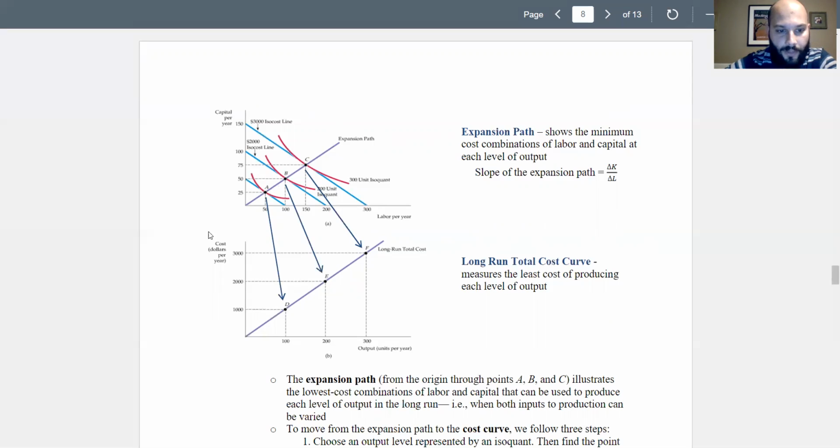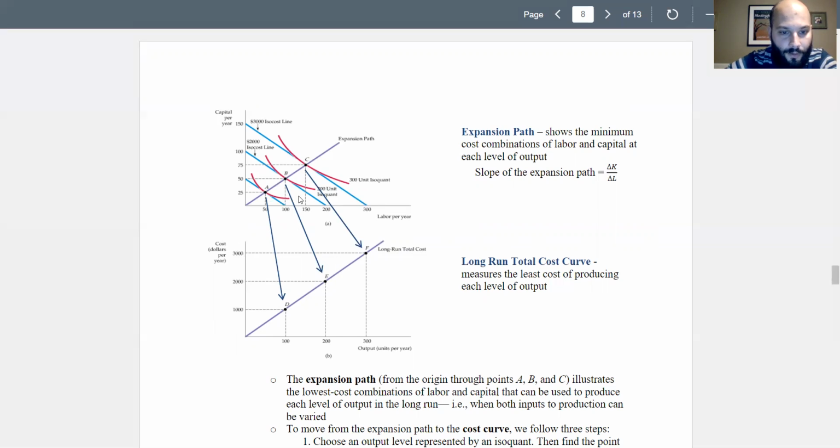So the expansion path shows us as the firm expands its quantity, what are the cost minimizing points, right? And then we can ultimately graph out this long run total cost curve, which just shows us for any given output, what was the most efficient or optimal cost. So we can see that here, when we wanted to produce a quantity of 100, the optimal cost was on this 1000 isocost line. I guess that one's not labeled, only these two are, but we can infer that this would be an isocost of 1000 from here.